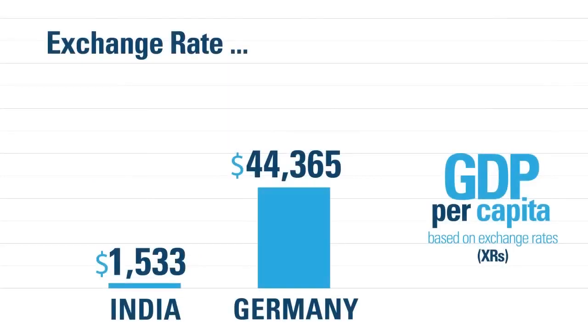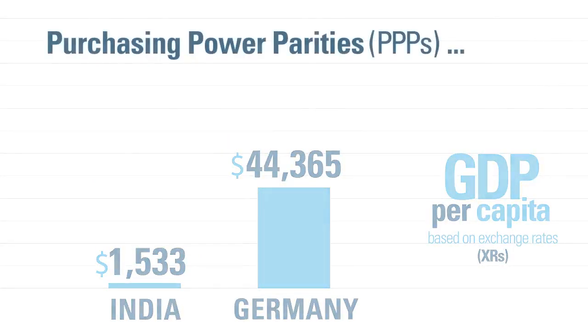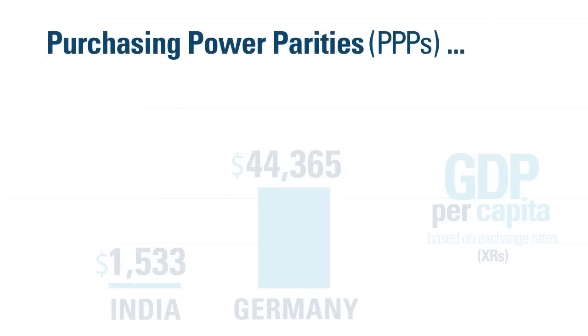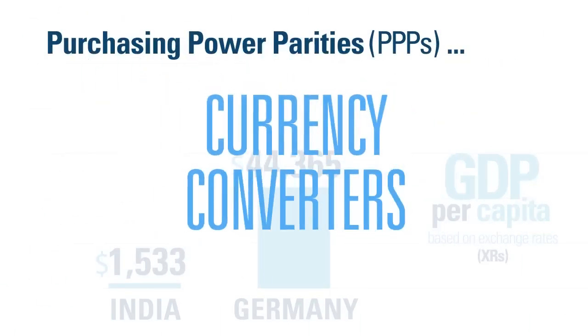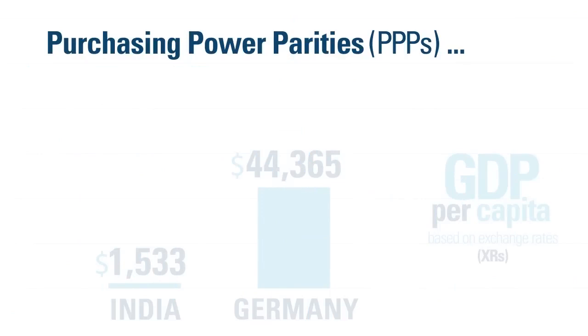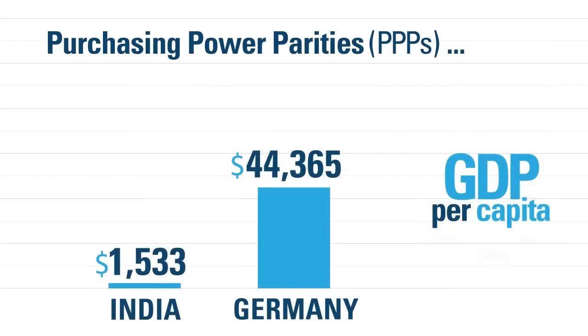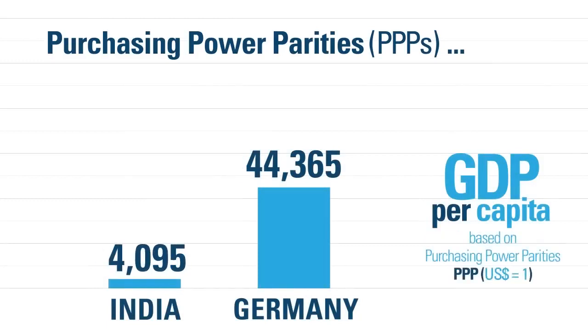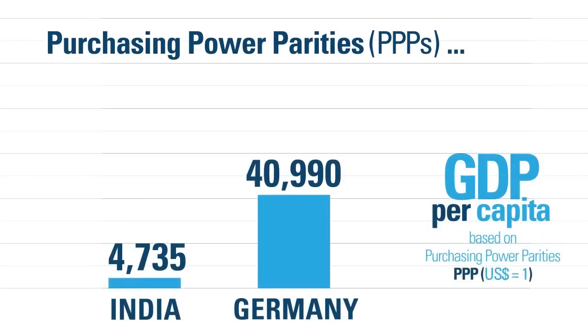To compare the real size of world economies, purchasing power parities, PPPs, are the better measure because they're both currency converters and spatial price deflators. In other words, they're conversion rates that both convert to a common currency and equalize the purchasing power of different currencies. Now we can convert the GDP per capita of each country in real terms.